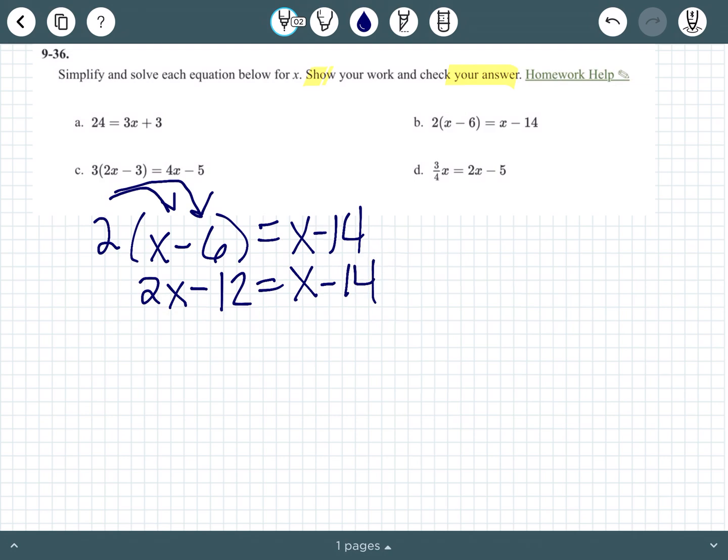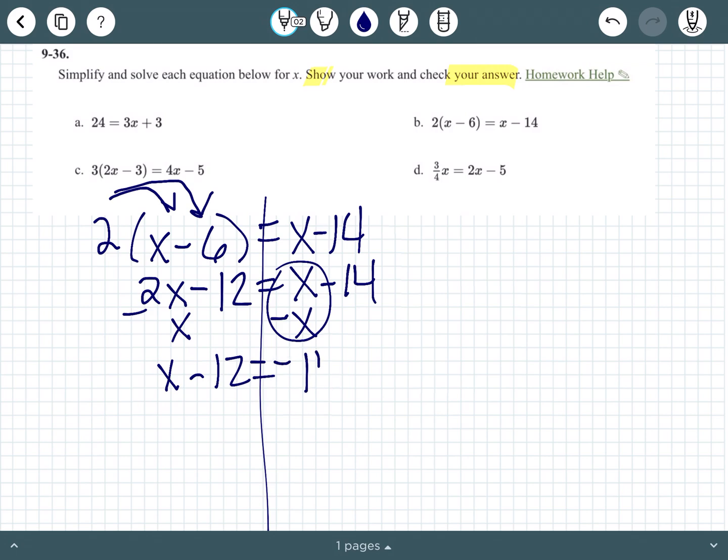I'm going to go ahead and take away an x from this side to get a 0 pair. And subtract 1 from here, so I'm left with x minus 12 equals negative 14. I'll add 12 to both sides, and I should be left with x equals negative 2.